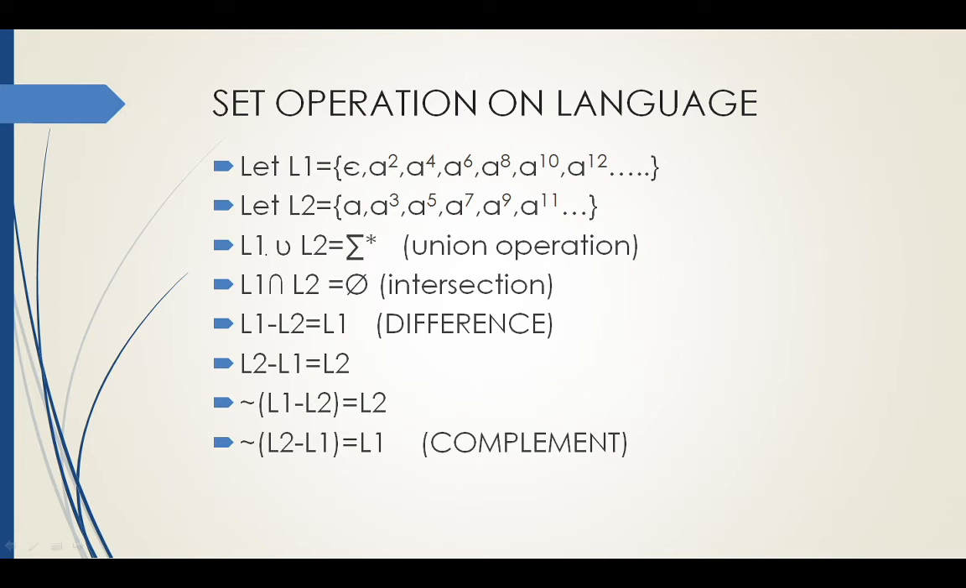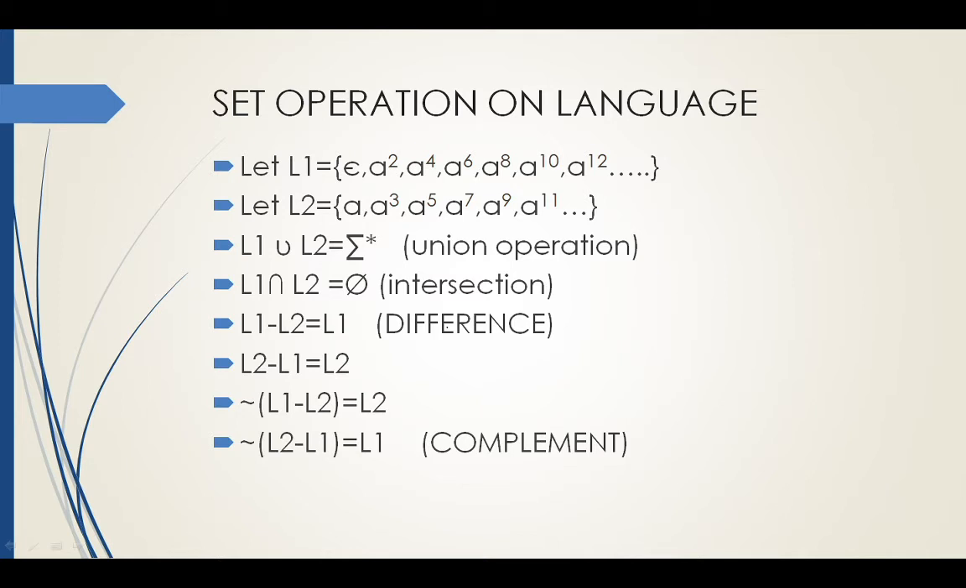If I perform a union operation on these two languages, L1 union L2, what do I get? L1 union L2 means the strings which belong to the L1 set are taken together with the strings belonging to the L2 set. So I get all the strings present in L1 and L2. Epsilon I'll get, then A, 2 A's, 3 A's, 4 A's, 5 A's, 6 A's, 7 A's. So I'll get the whole set, alphabet star. So I'll get all the strings when I perform the union operation.